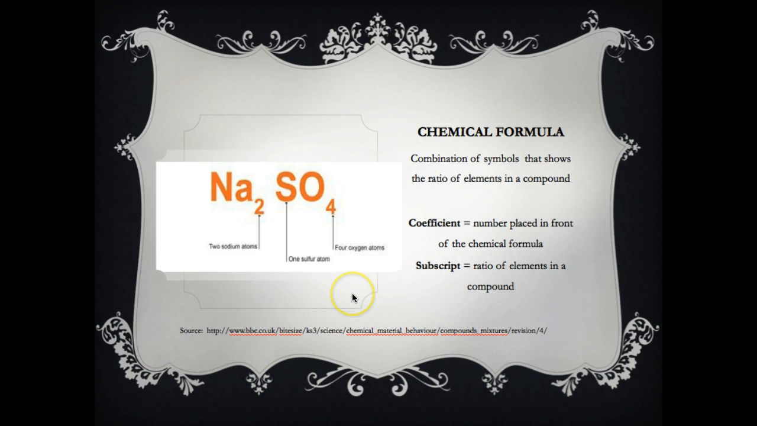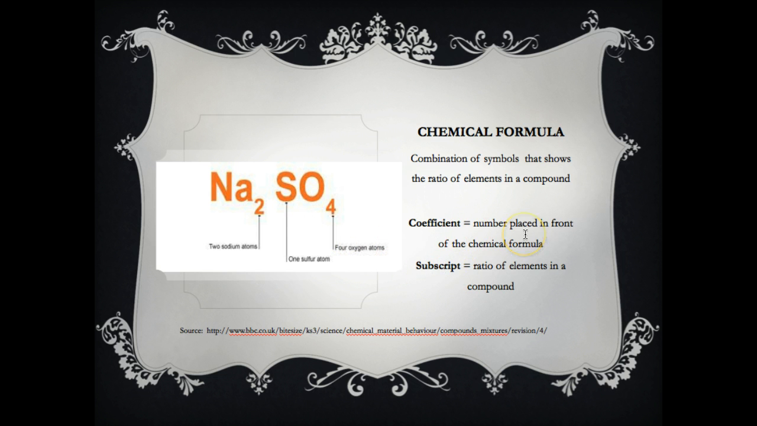A chemical formula is a combination of symbols, which are the chemical symbols that you see on the periodic table, and it also shows the ratio of those elements in a compound. So here I have sodium, and since I have this subscript here, the number 2, it means that I have 2 sodium atoms. Here I have sulfur, and since there's no subscript here, I can automatically say that there's only 1 sulfur atom. And then oxygen has a subscript of 4, so it means I have 4 oxygen atoms in this chemical formula.